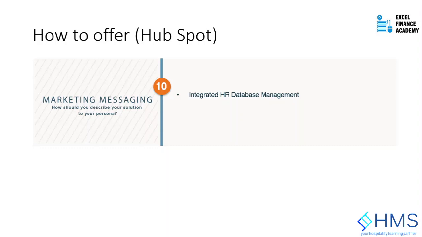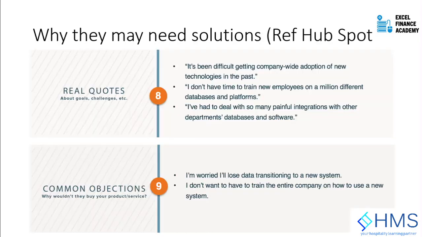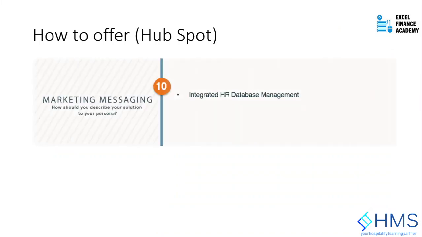So for example, this company is doing integrated HR database management. Your problem was that data will be lost, and they don't want to train. So they are providing you solutions, right? You need to think of what kind of marketing message you are going to give. Your marketing message may be a 360-degree marketing solution, or a one-stop solution for all your marketing needs. That is one type of marketing message.